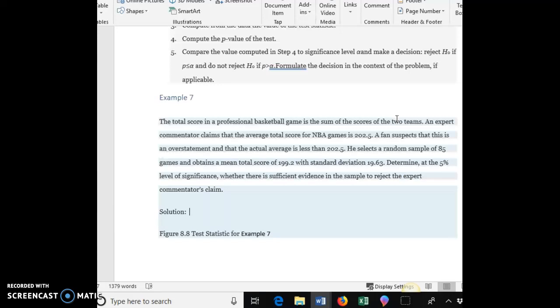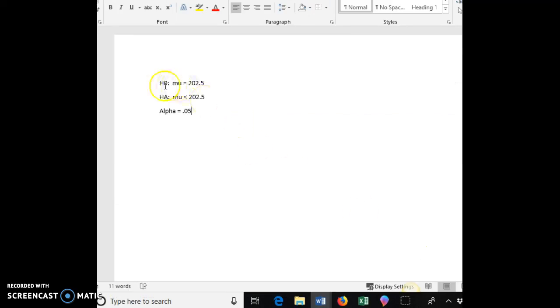All right, so let's notice that the expert commentator is kind of the status quo. So we want our null hypothesis to involve this 202.5. And the fan thinks that the actual average is less. So we want our alternate to involve the less than 202.5. So what we're going to have here then is that mu is 202.5 for our null, and that mu is less than 202.5 for our alternate. And we were looking at a 5% level of significance, so alpha is 0.05.